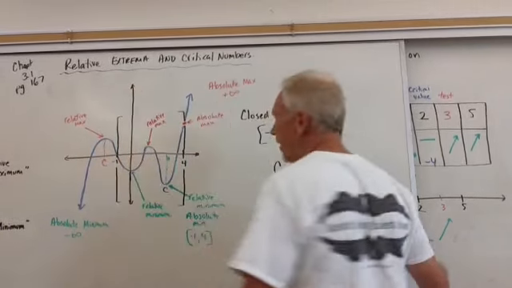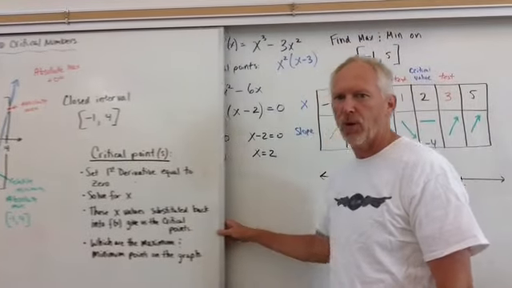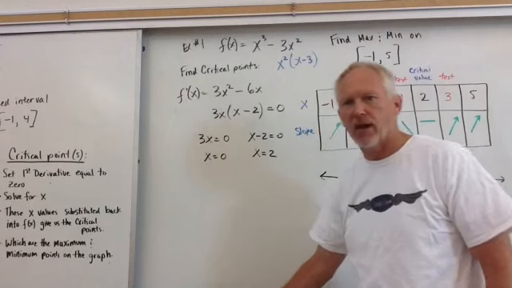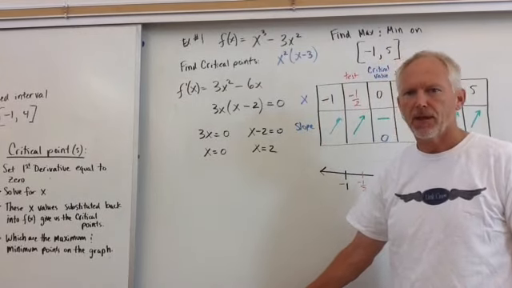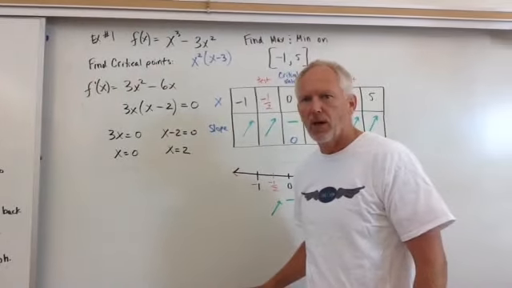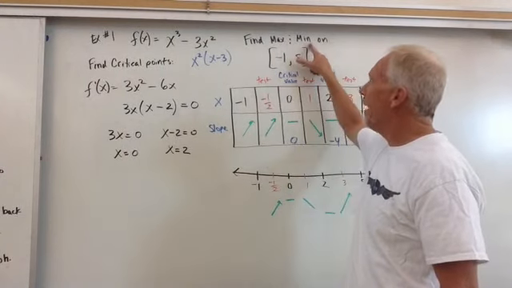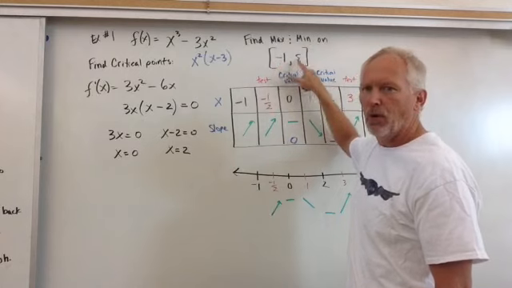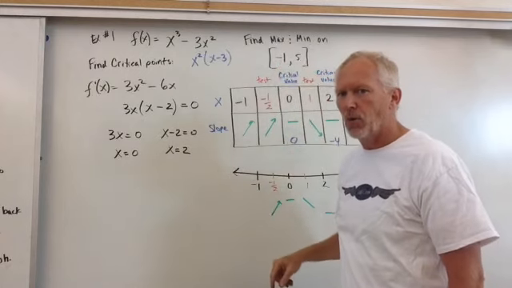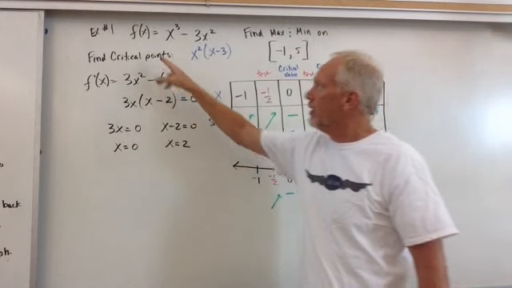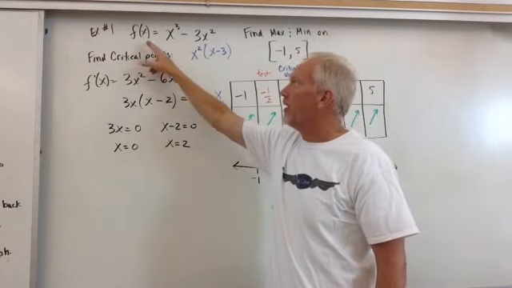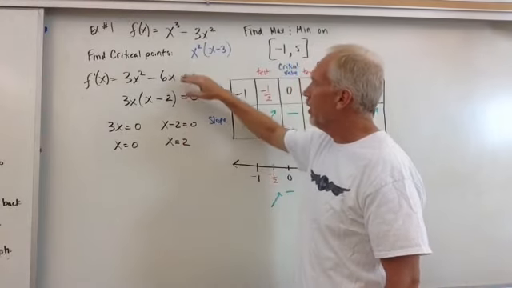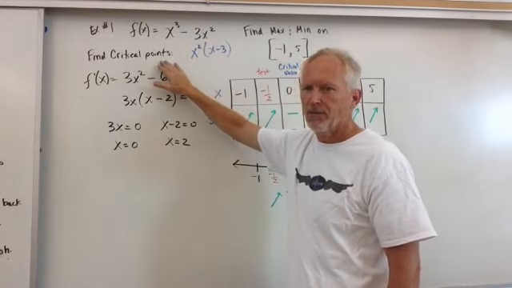All right, well, let's see it as a live example of what we do with this. So here's example number 1, and it says we want to find the maximum and minimum on the interval from -1 to 5. All right, and so what we have here is our function is f of x equals x cubed minus 3x squared. And what we want to do is find our critical points.